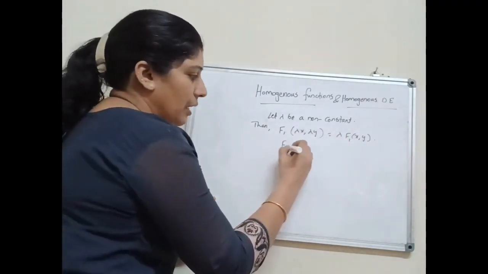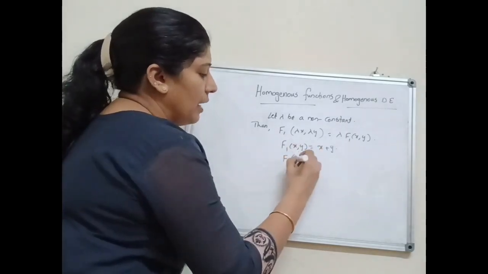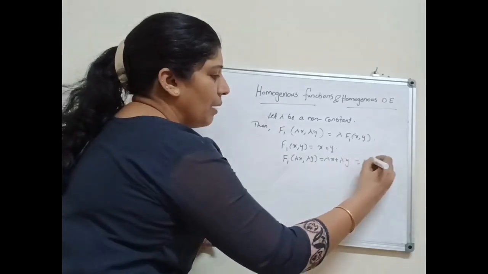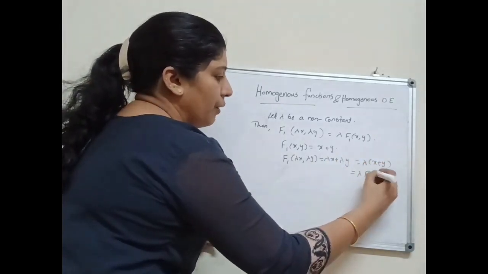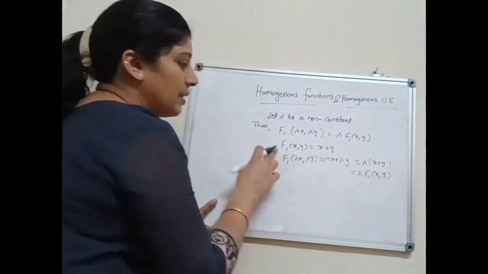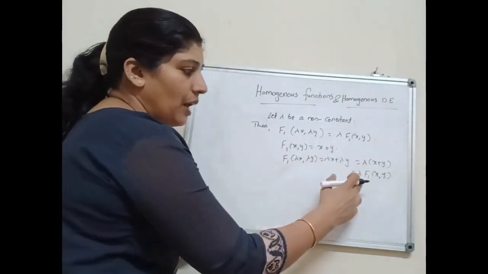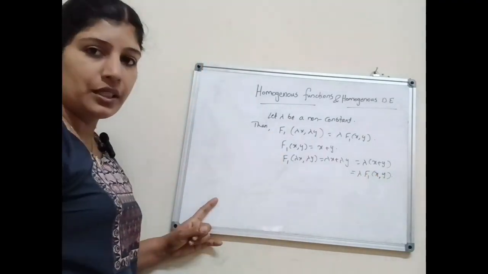Let us consider the function f1 of x, y equal to x plus y. Therefore f1 of lambda x, lambda y equal to lambda x plus lambda y. That's equal to lambda into x plus y. It is equal to what? Lambda into f1 of x, y. That is, the function satisfies f1 of lambda x, lambda y equal to lambda into f1 of x, y. Therefore, this function f1 is called a homogeneous function.